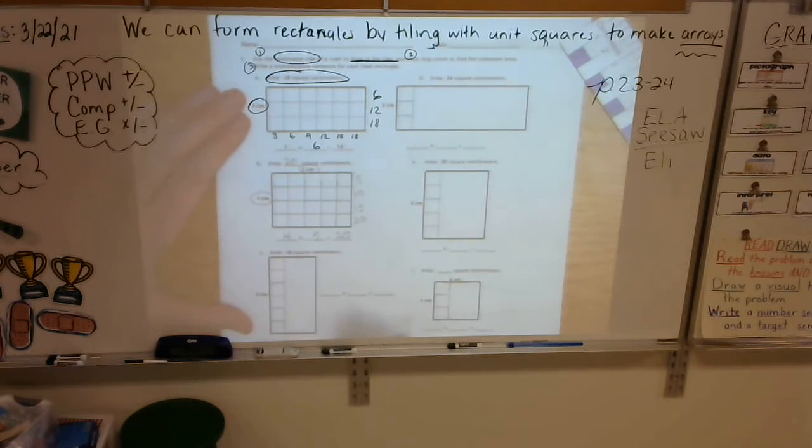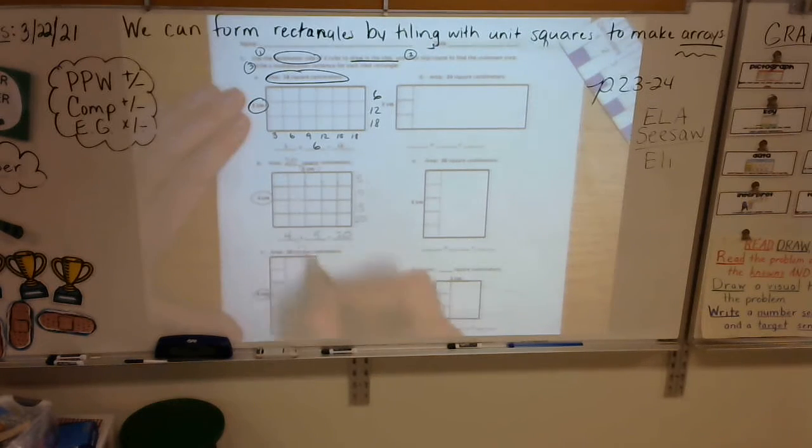They've given me different knowns this time. I'm going to circle them. I know this side is 6 centimeters, and they have them drawn in for me. The thing I know in this example is I know the total area is 18 square centimeters. All right, so now I have to say to myself, 6 times what equals 18?